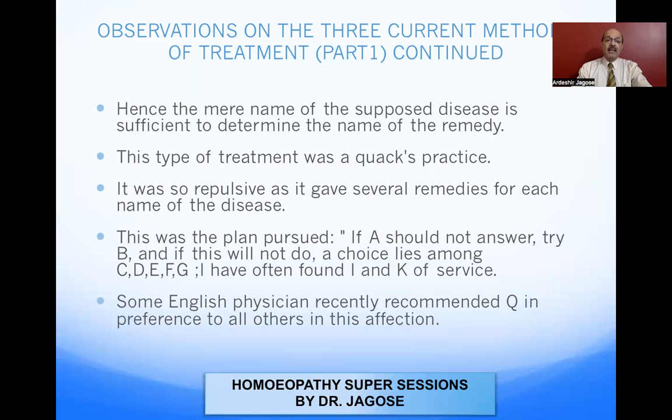Hahnemann has written that this was the plan pursued. If A should not answer, from A to Z, they are all remedies, so if A should not answer, try B. And if this will not do, a choice lies among C, D, E, F, and G. I have often found I and K of service. So out here, Dr. Hahnemann says that if remedy A doesn't work, you give remedy B. If remedy B doesn't work, then you can give remedy C, D, E, F, and G. Some people say that I have found remedy I and K of service. Some people say I have found Z and Q of service, and so on and so forth.